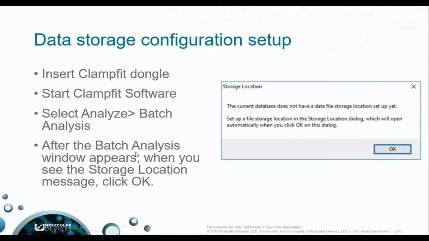Now let's talk about how to set up data storage configuration. Now at this point, you can insert the ClampFit dongle to the computer. You can start the ClampFit software and then select Analyze, and then you can run the batch analysis. After the batch analysis window appears, when you see the storage location message, just click OK.